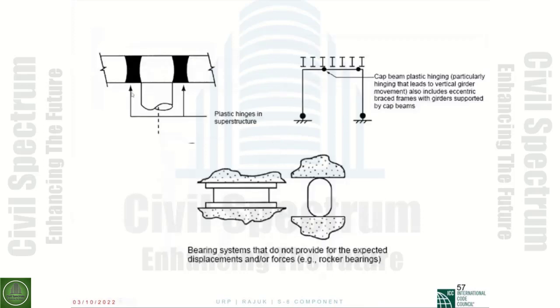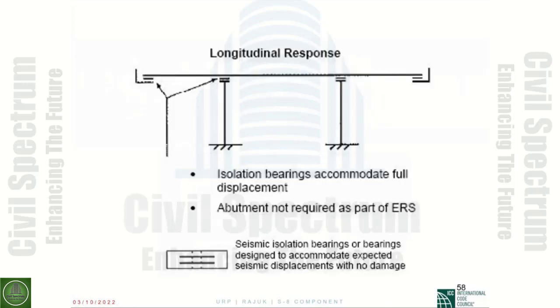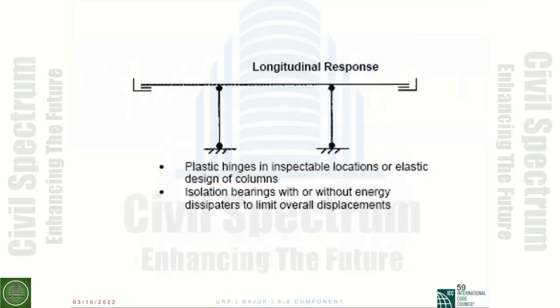These are the locations of the plastic hinging inside the superstructure. We need to pay attention to that, or here inside the bent cap, we need to pay attention to this if we're going to allow that to happen. This here is type 3. This is where you have base isolation, a fusing mechanism between the superstructure and the substructure.